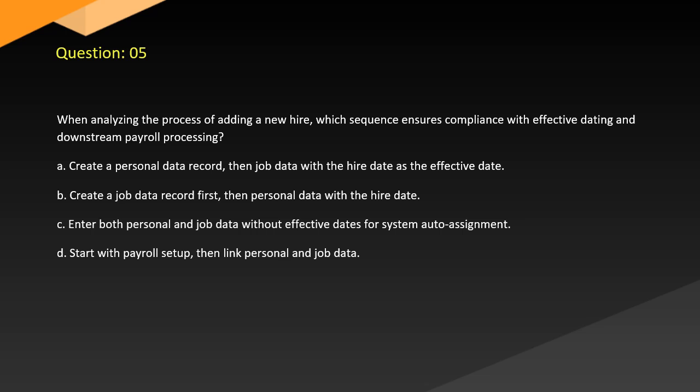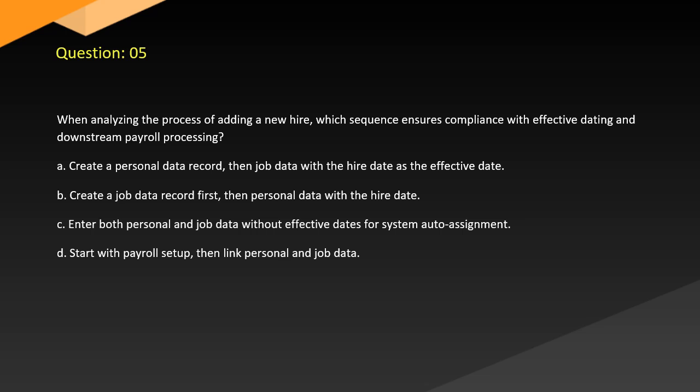Question 5. When analyzing the process of adding a new hire, which sequence ensures compliance with effective dating and downstream payroll processing? A. Create a personal data record, then job data with the hire date as the effective date.